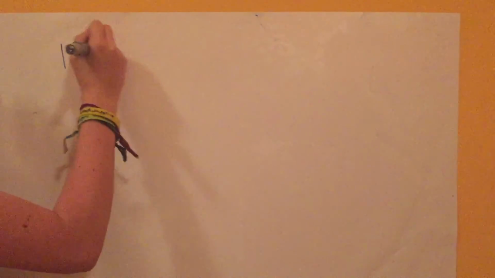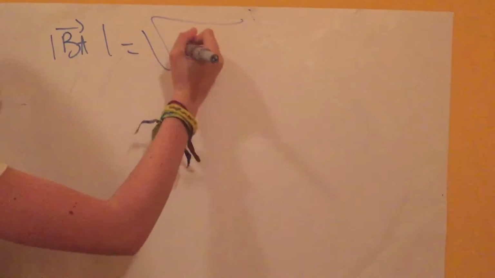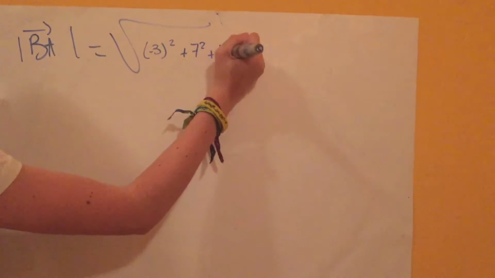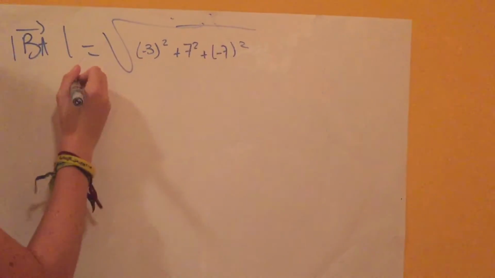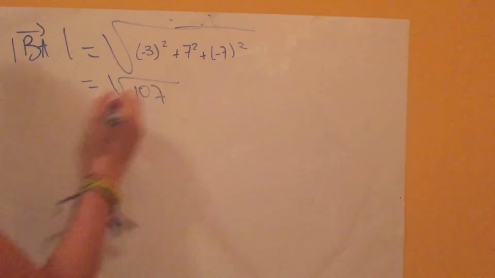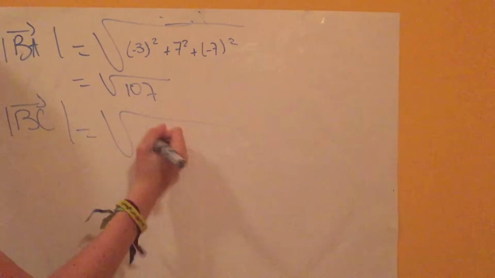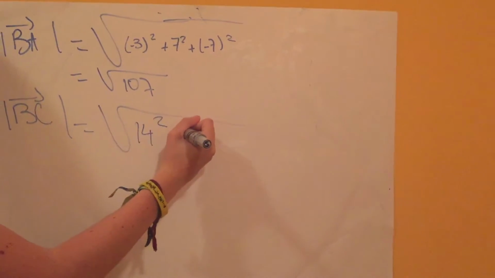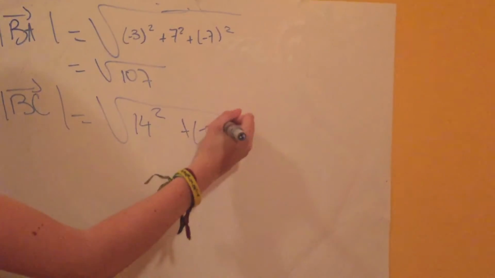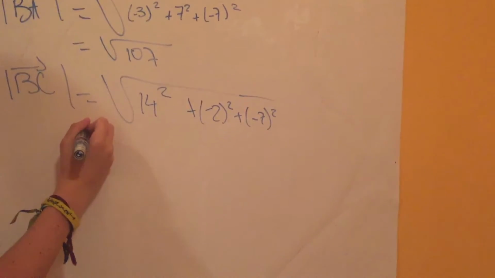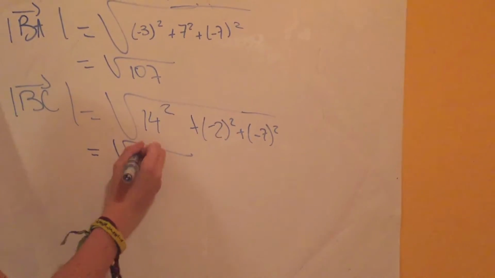Now that we found the value of BA and BC, we're going to do the magnitude of both of them. So BA is equal to the square root of minus 3 squared plus 7 squared plus minus 7 squared, which will give us a total of square root of 107. We're going to do exactly the same thing for BC, which is equal to the square root of 14 squared plus minus 2 squared plus minus 7 squared, which will give us square root of 249.